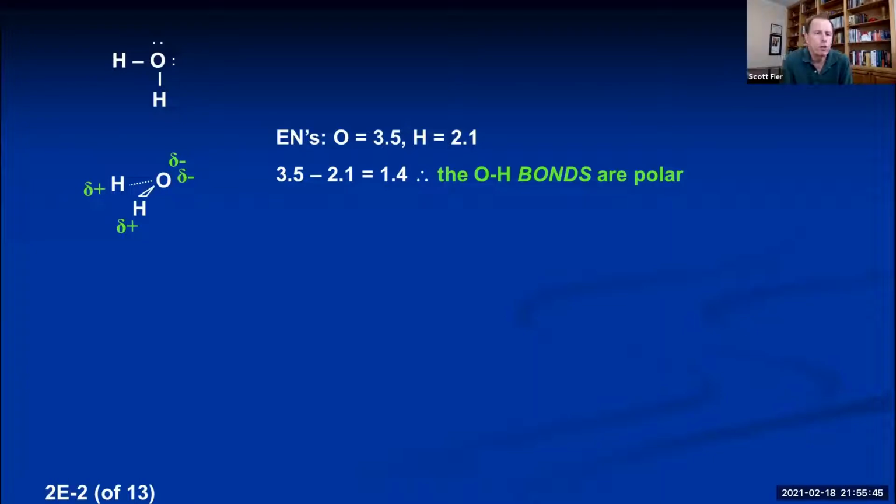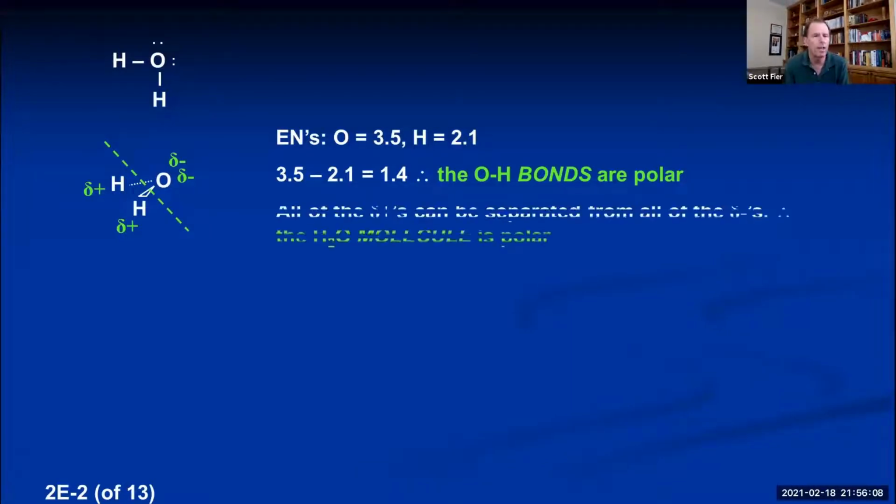So when you put your delta positives and delta negatives on every single bond in the molecule, now you stand back and look at it and ask, are all the negatives on one side and all the positives on the other? You can verify that by drawing a line on your paper that separates all the positives from all the negatives. Look at that. This means the molecule has a negative end, which is the upper right, and a positive end, which is the lower left. Therefore, this is a polar molecule.